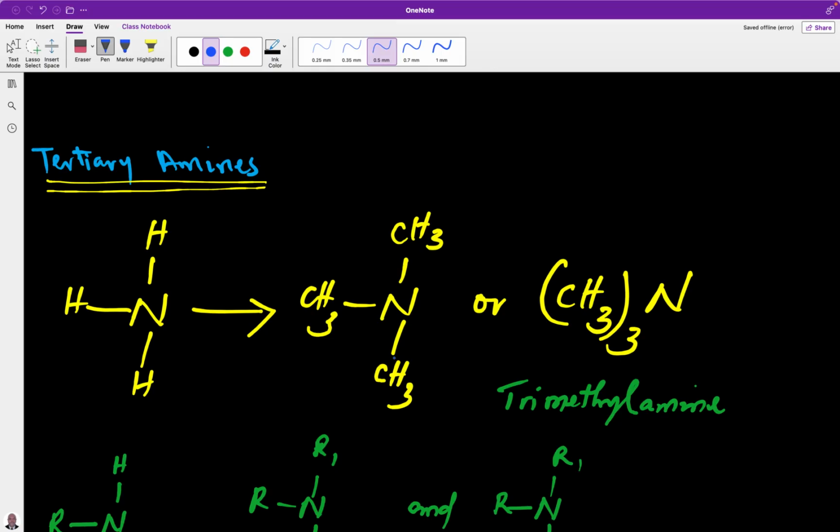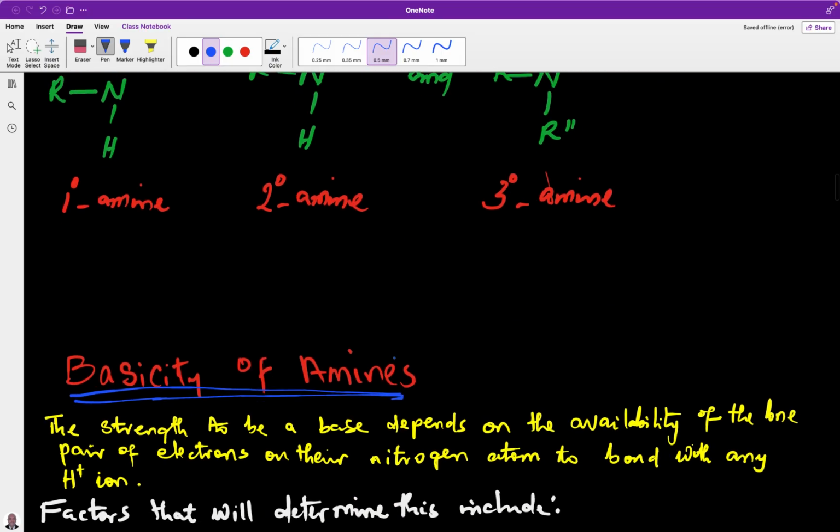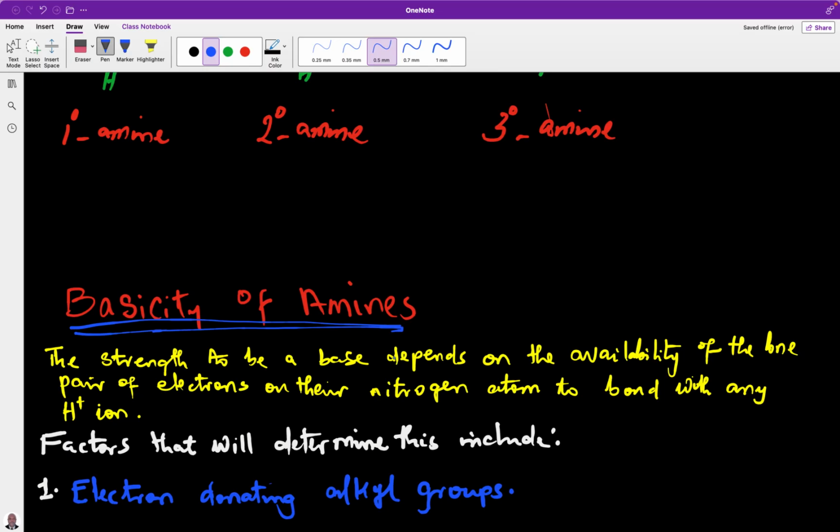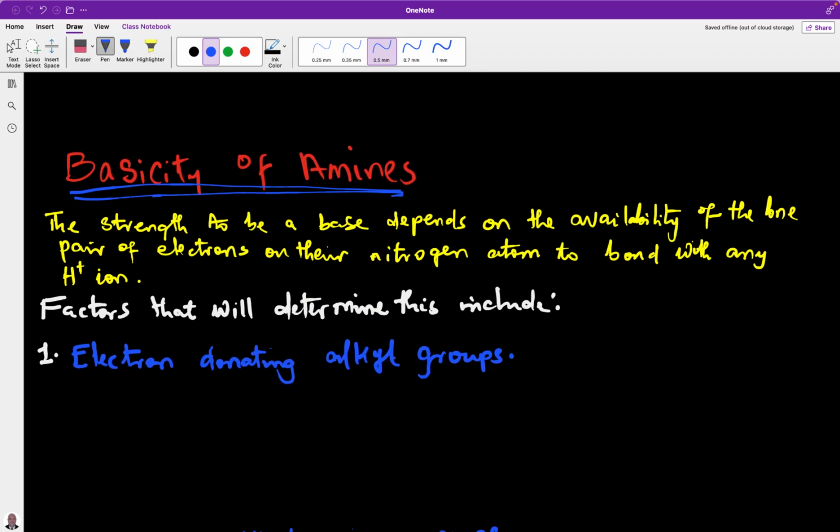We went on to the basicity of amines, that the strength of the amine will depend on the availability of the lone pair of electrons on the nitrogen for bonding. In amines that have electron donating alkyl groups, those alkyl groups will release electrons onto the nitrogen. There will be a high density of electrons on the nitrogen available for dative covalent bonding. And for that reason, it will make that amine highly basic.